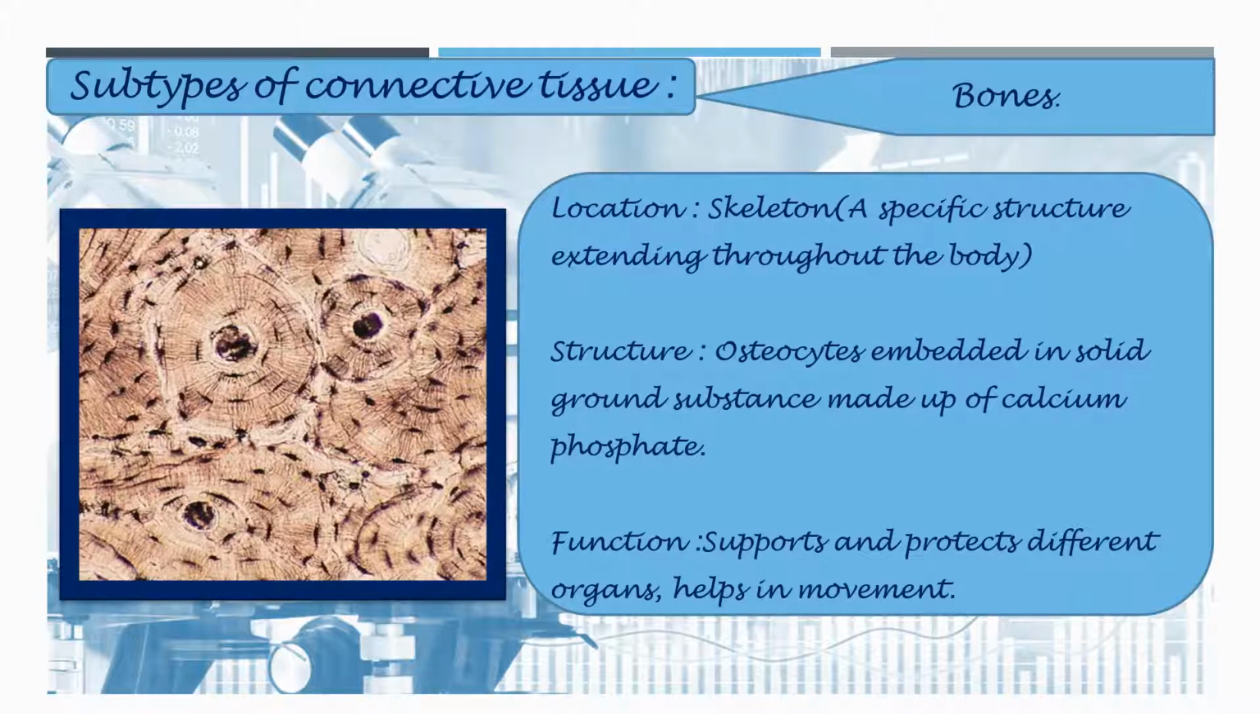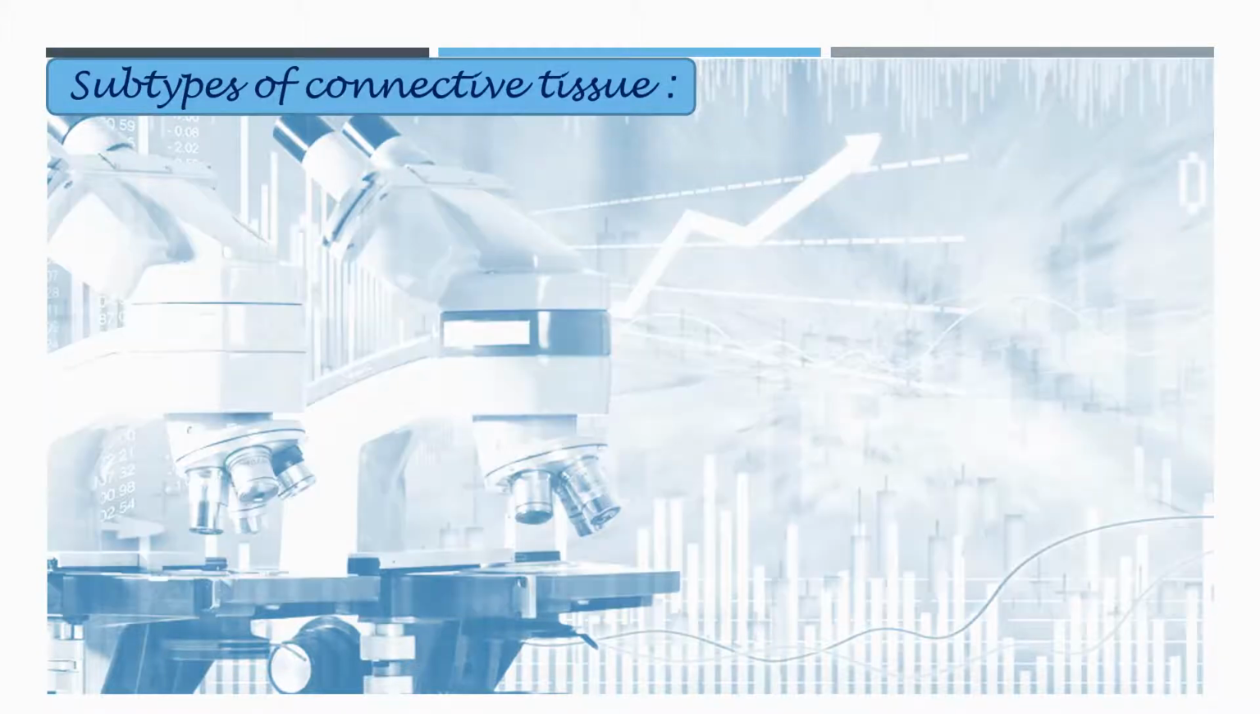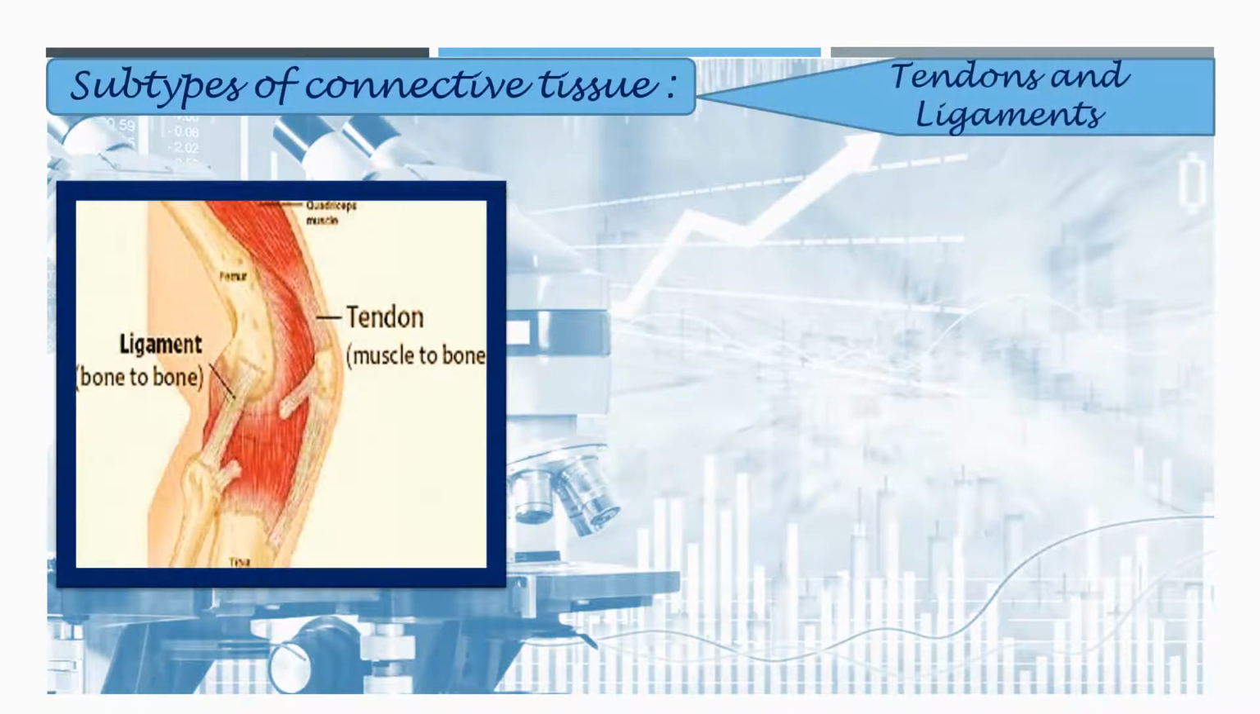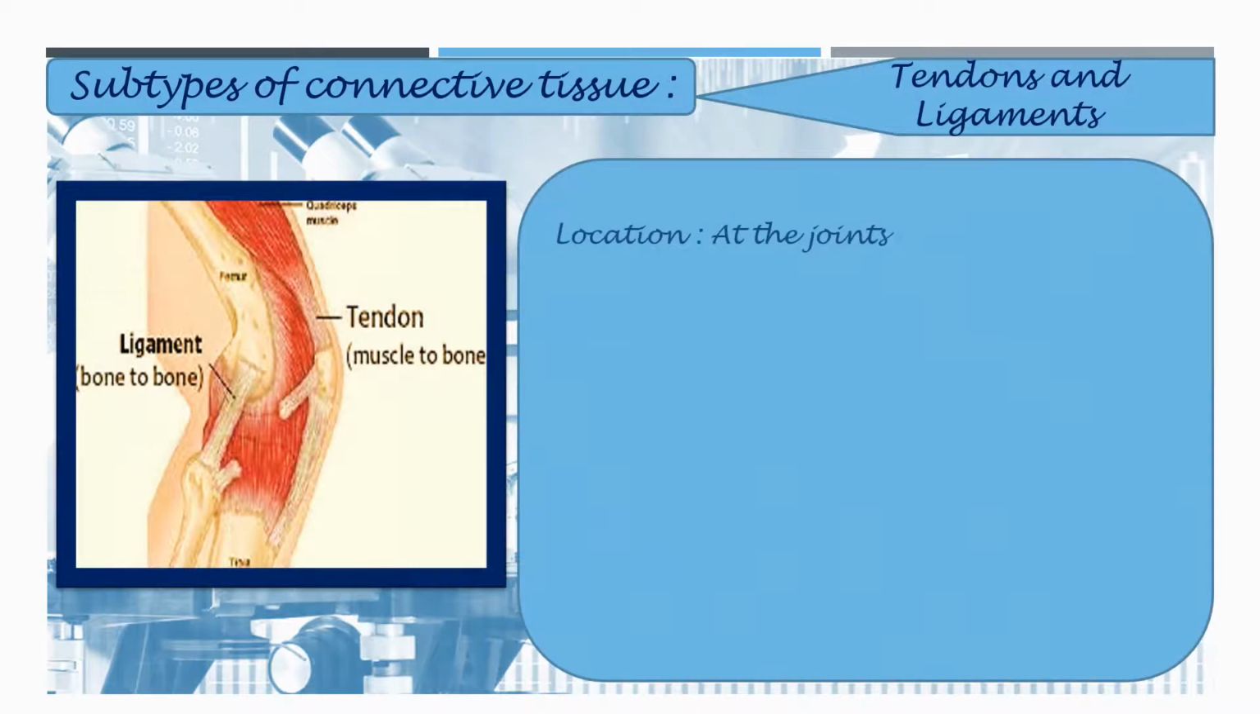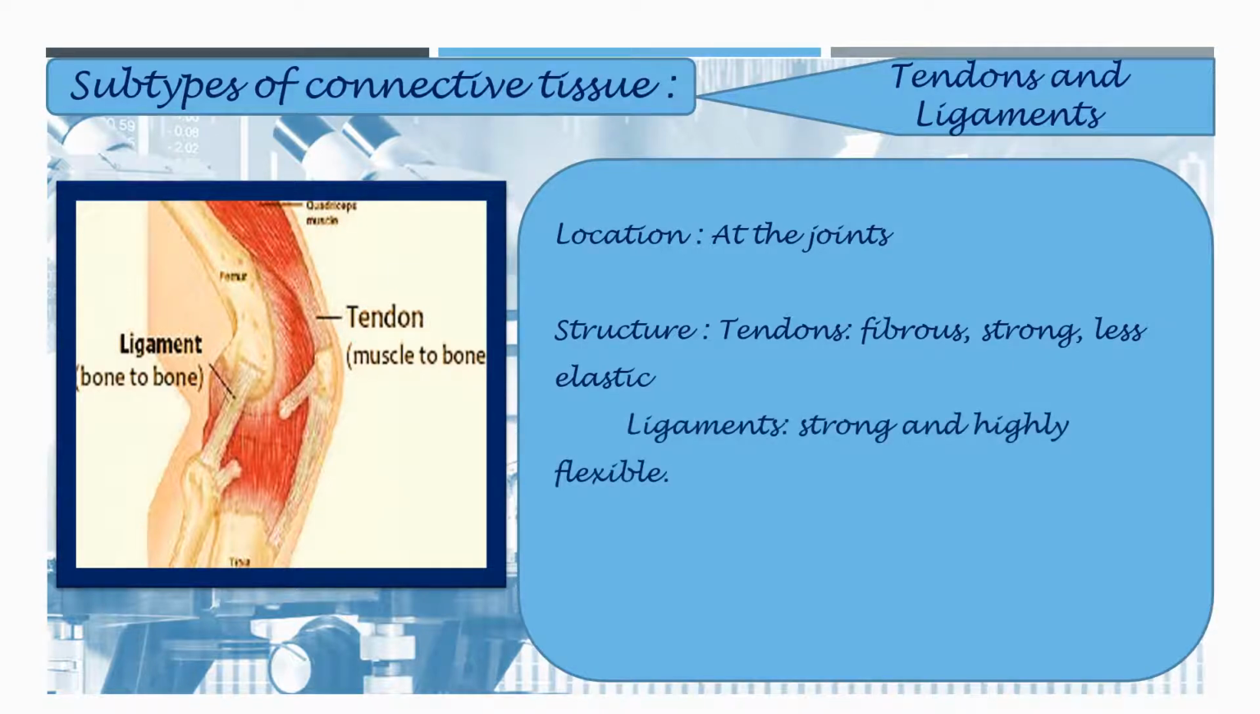Now the next subtype of connective tissue is tendons and ligaments. The tendons and ligaments are located at the joints. The structure of tendons is that they are fibrous, strong and less elastic, and ligaments are strong and highly flexible. The function of tendons is that they join muscles to the bones, and ligaments join two bones to each other.